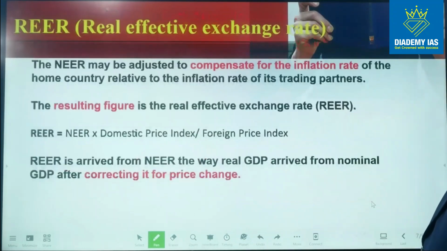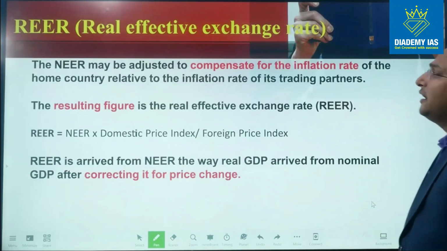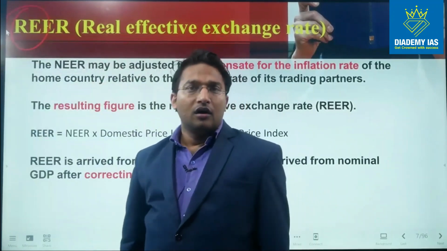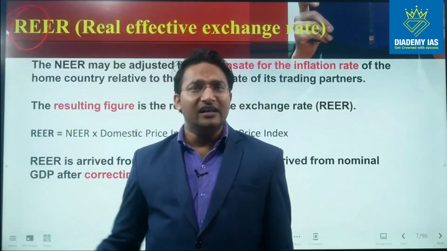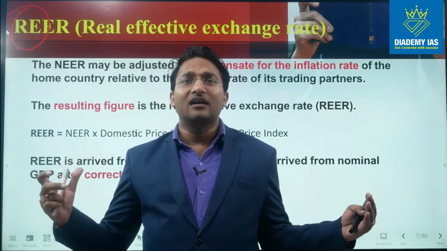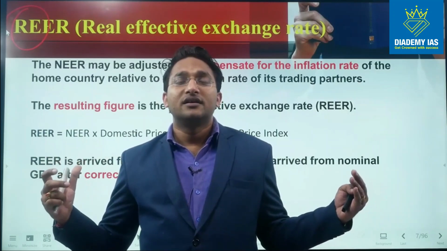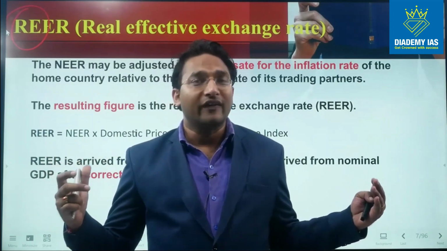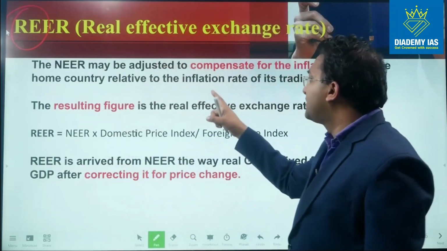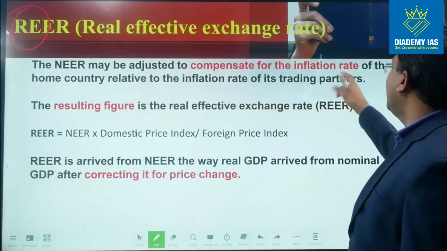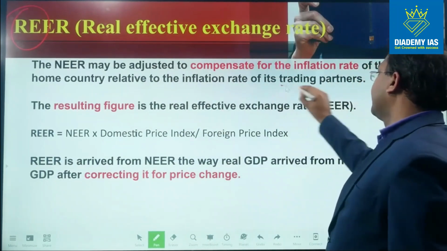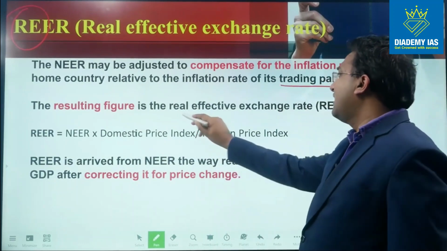Now, REER, real effective exchange rate. So, nominal effective exchange rate NEER and real effective exchange rate REER. What is the difference? REER is basically just eliminating the impact of inflation from the NEER, right? So NEER may be adjusted to compensate for the inflation rate of the home country relative to the inflation rate of the trading partners. So the resulting figure is the real effective exchange rate.